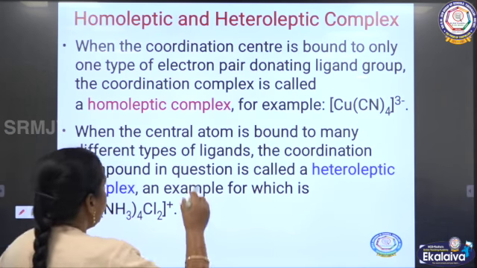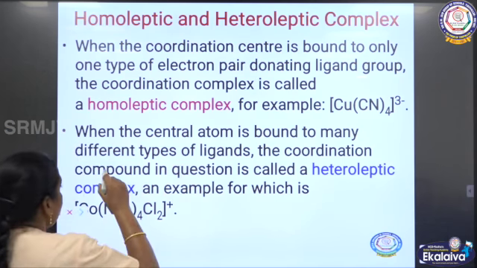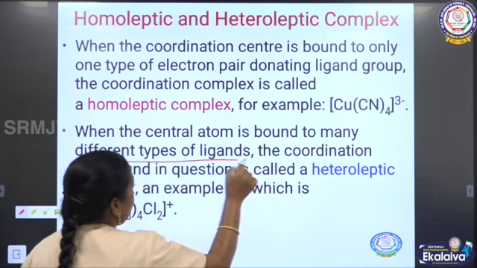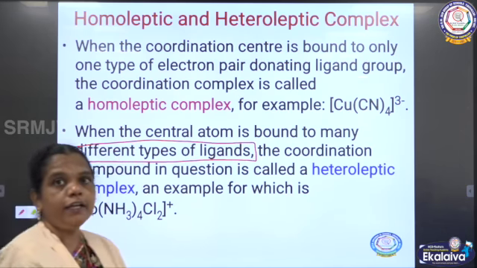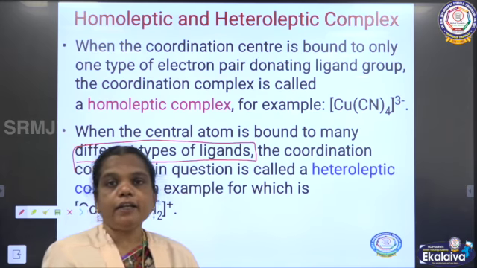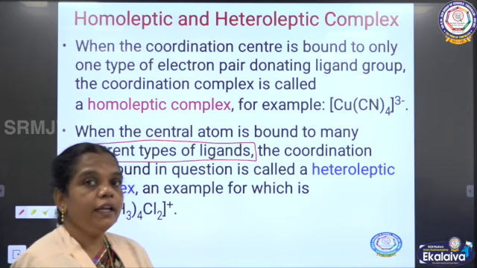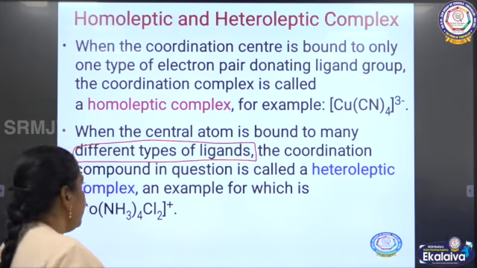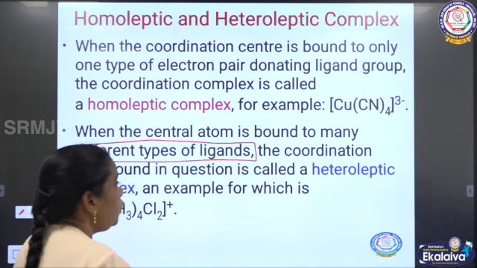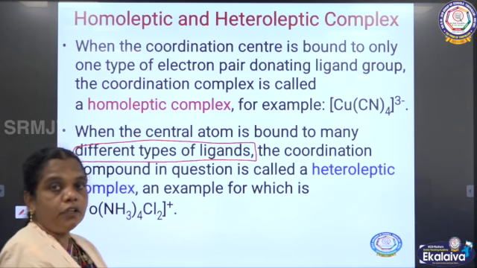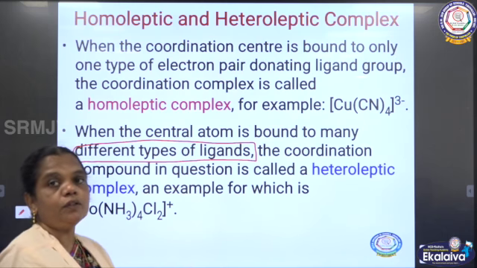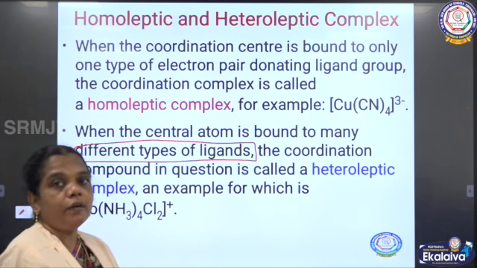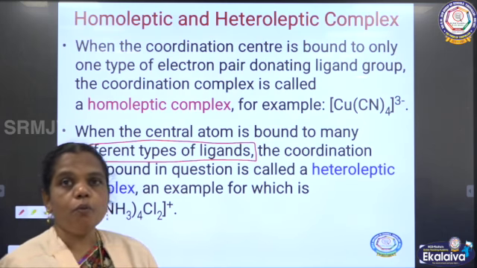And then heterolytic complex, more than 2. The central metal atom is going to be bound with different types of ligand. In the heterolytic, the central metal atom is bound with different types of ligand, so it is called hetero. Hetero means different, homo means same. So, the same type of ligand bound with the central metal atom is called homolytic.